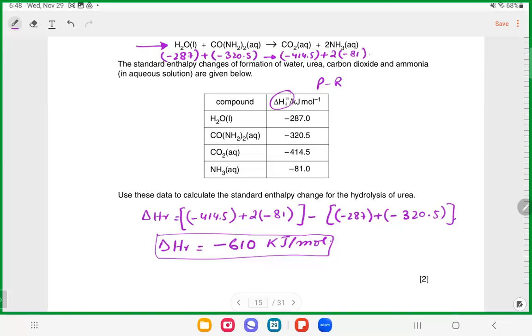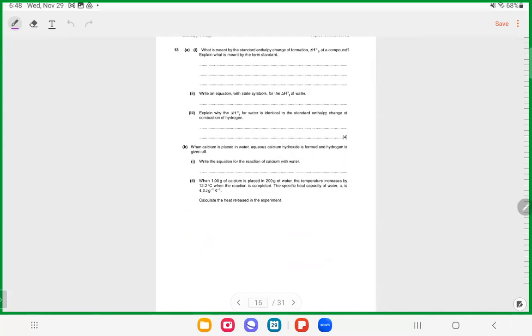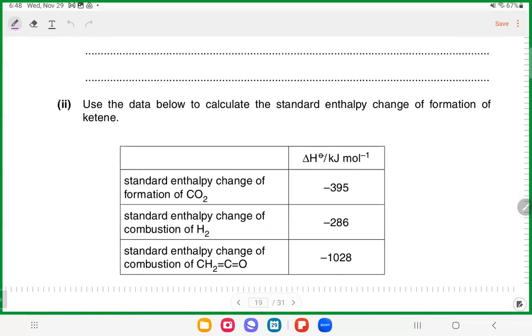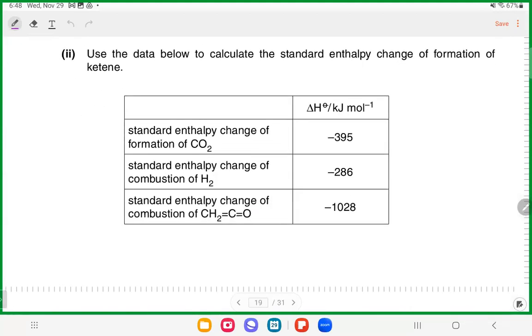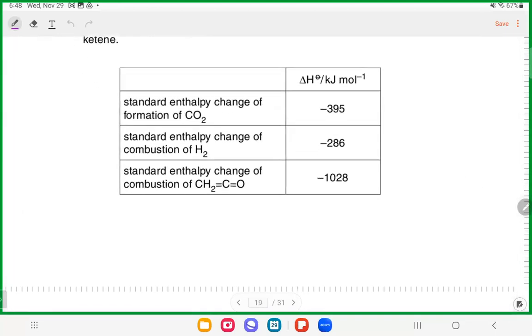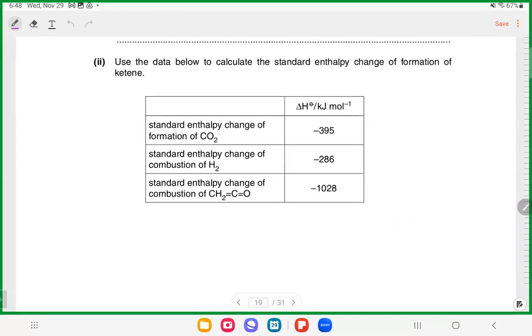Because I have solved these questions so many times, I have an idea which one is right. Can you do it now? There are some different things, but I think a major part is like that. Clear? Here they ask you to find the formation of ketene. They ask you to use the data to calculate the standard enthalpy change of formation of ketene. What is the formula of ketene? It's not part of our syllabus, but the formula is given, so I wrote CH2=C=O.